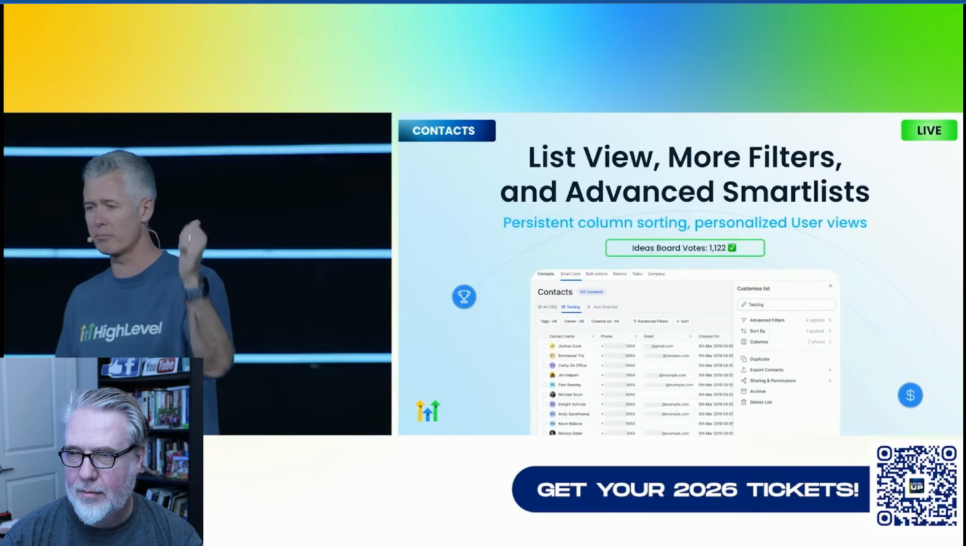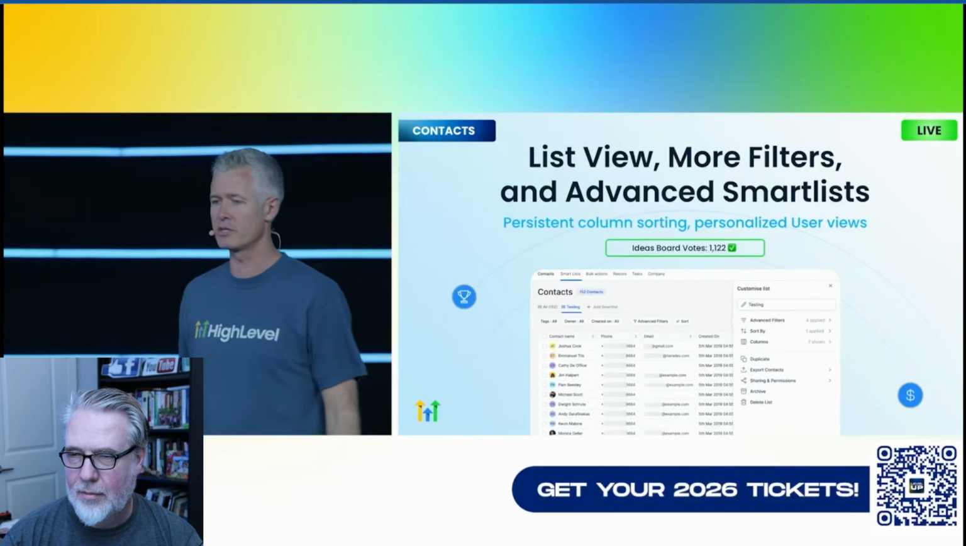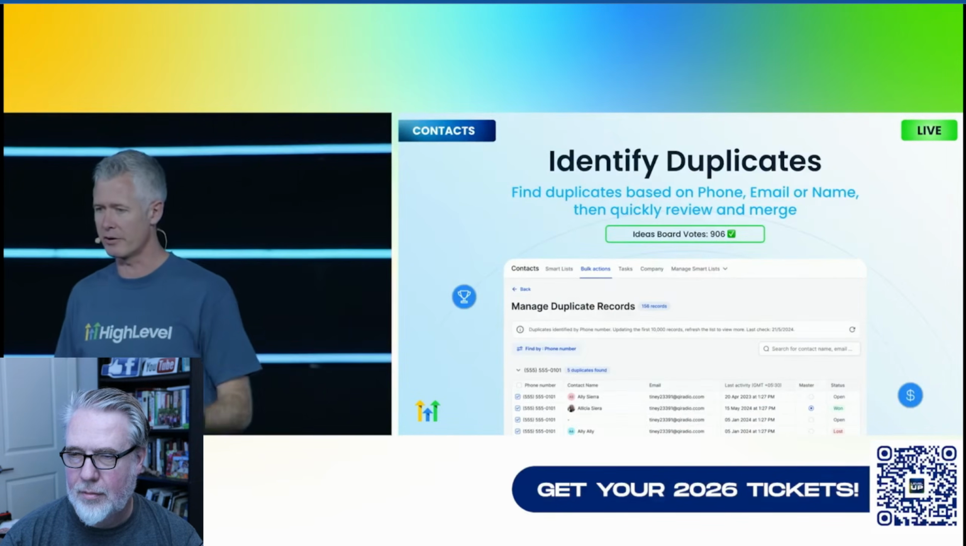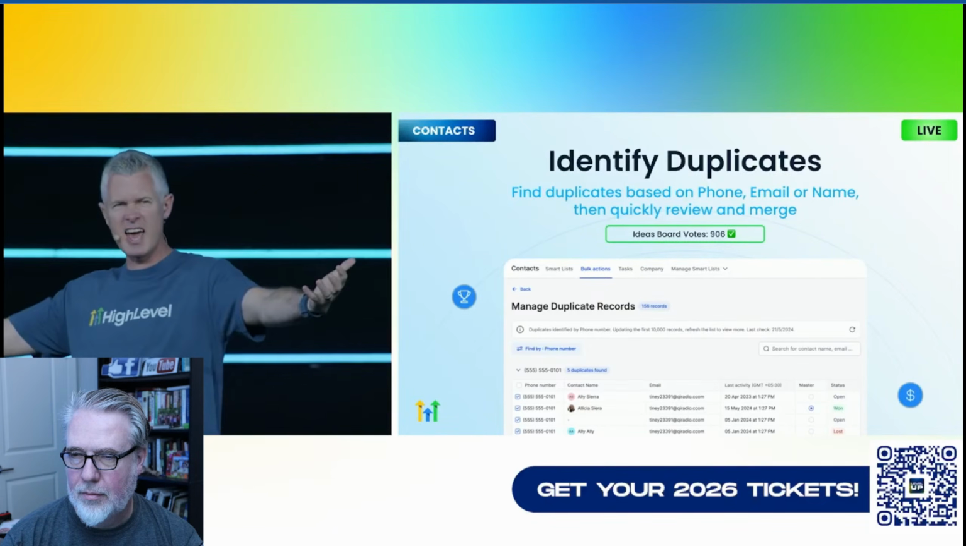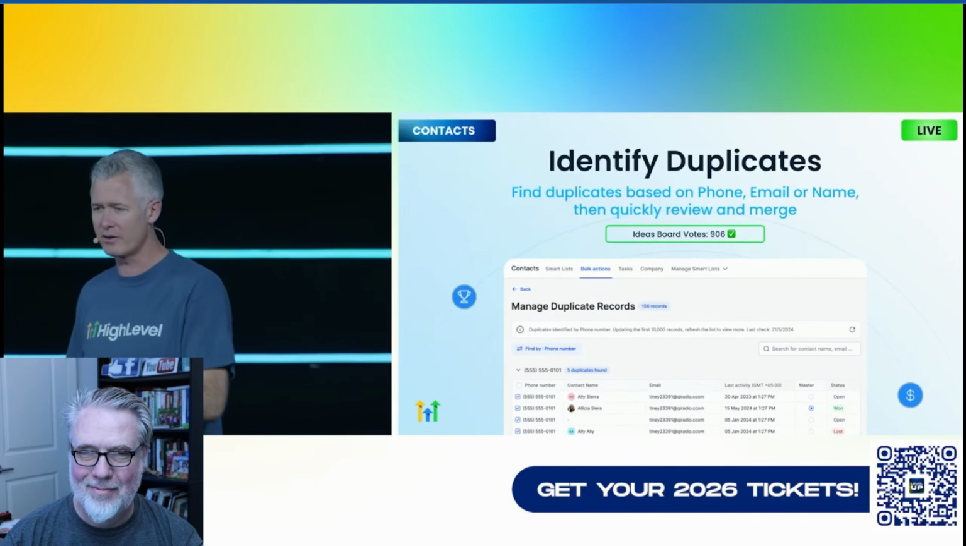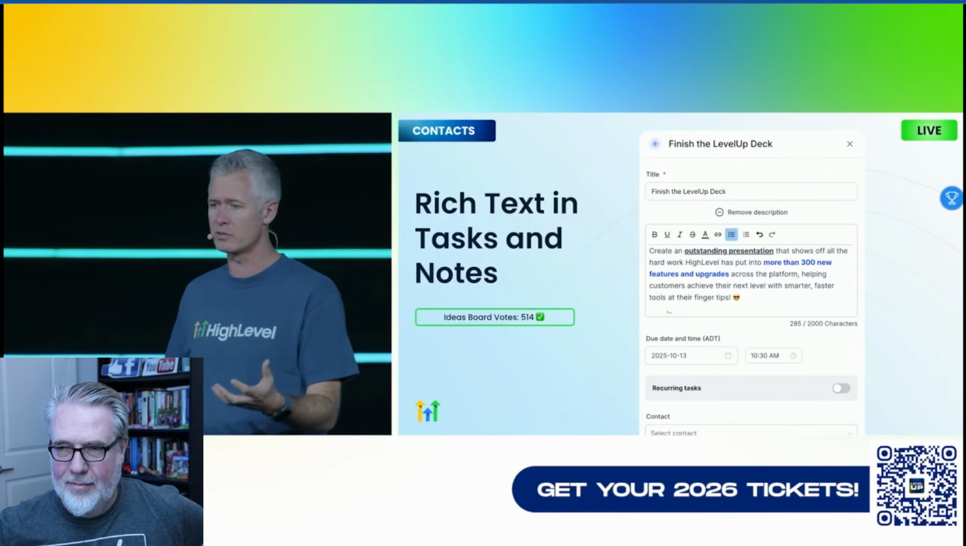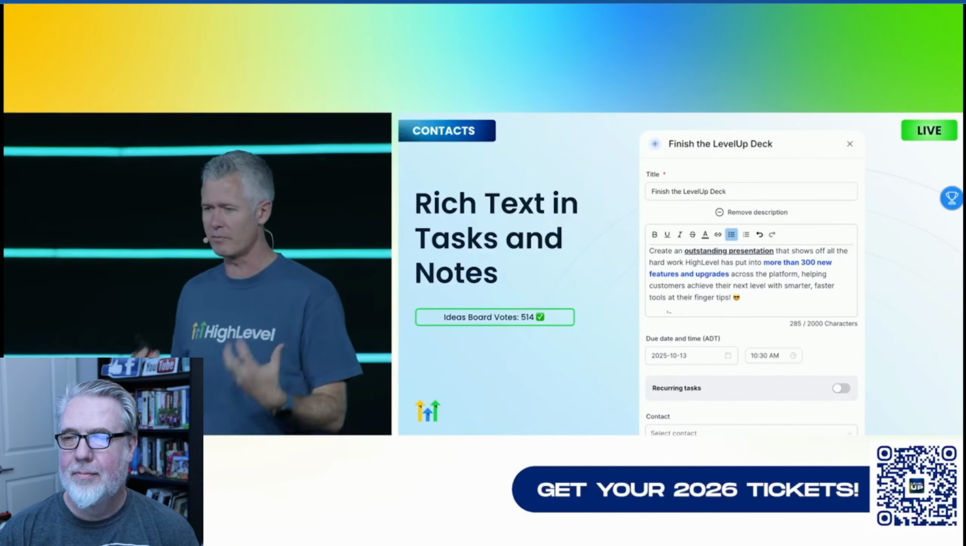Persistent column sorting, personalized user views. All of you are going to love this because it's going to just look the way you set it up to look and stay there. Yep, there you go. Identify duplicates, so it will automatically identify duplicates. Yeah! And 906 votes. Love that. Rich text in tasks and notes, just making those notes a lot better, a lot cooler.